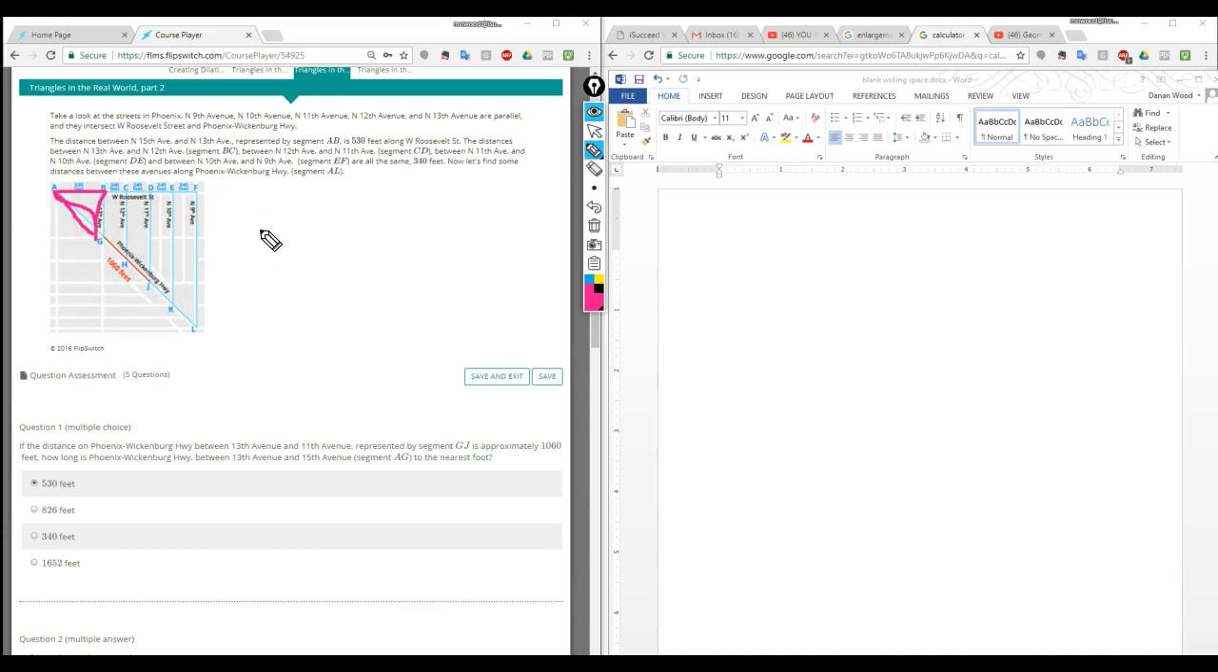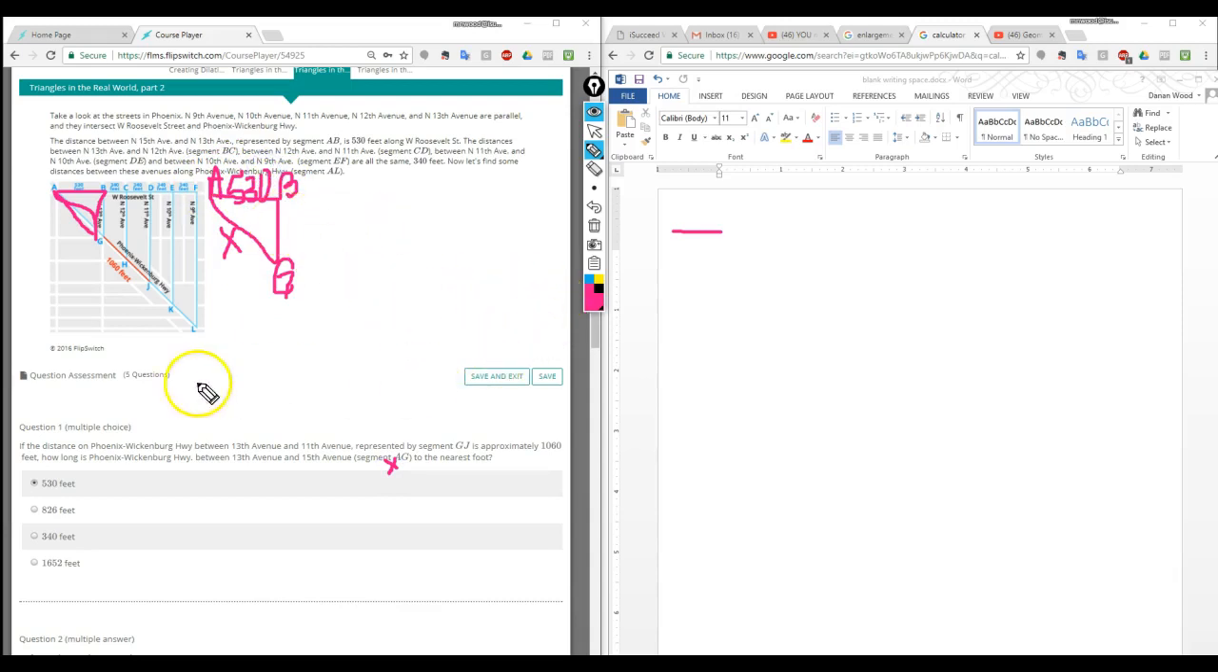So if we were to draw out ABG, I'm going to draw it right here. ABG. I'm going to use X to represent what we want. And we know A to B is 530 feet.